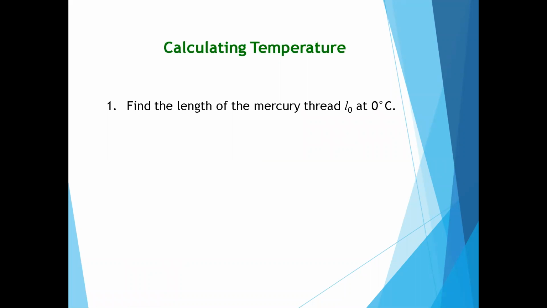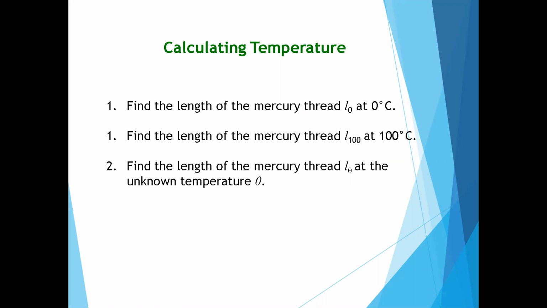Now, for example, you need to calculate temperature. So this is the information that has been given to you. You need to find the length of mercury thread L0 at 0 degrees Celsius. Then you find the length of mercury thread at 100 degrees Celsius, and then you find the mercury thread at an unknown temperature. So what are the three things you need to do?